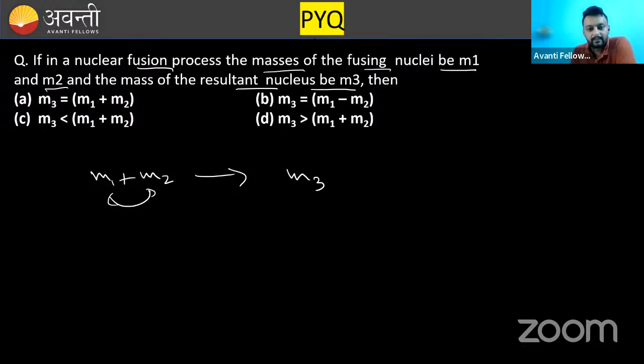Okay, Veena is saying C. Very good. The thing is that mass of reactant should be greater than mass of product. So mass of reactant should be greater than mass of product, which is option number C. Option number C. Very good, Veena.